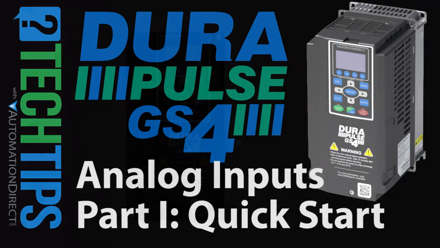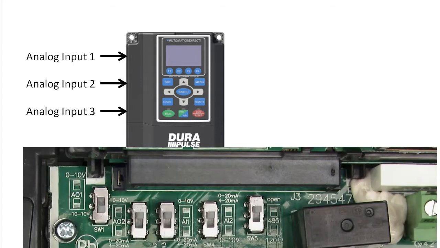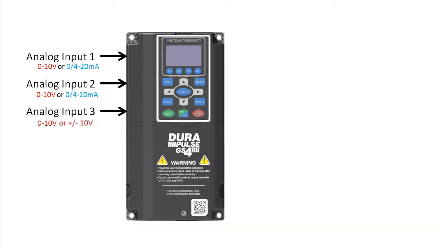All of the GS4 drives from Automation Direct have 3 analog inputs. Analog inputs 1 and 2 have switches on a terminal board so you can switch them between current and voltage modes. Analog input 3 is a dedicated 10-volt input. When analog inputs 1 or 2 are switched to current mode, these parameters allow you to switch between 0 to 20 milliamps and 4 to 20 milliamps.